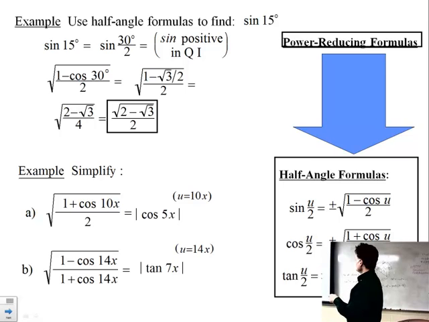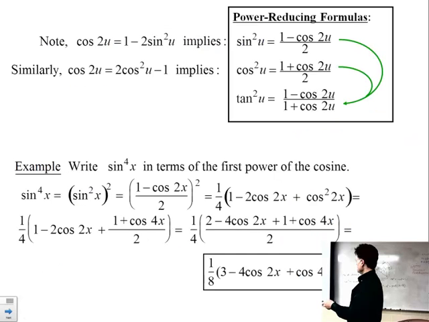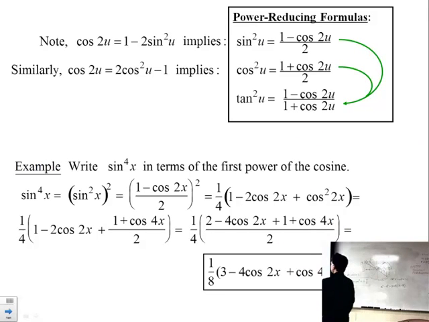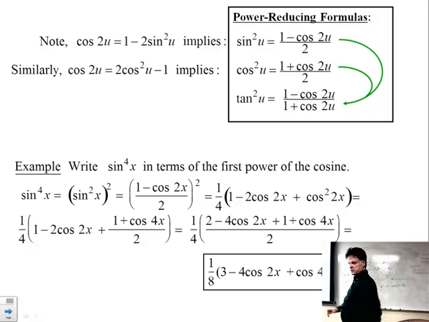Start with the power reducing formulas. I'll go back a slide. Start with these. Now, instead of u here, plug in u over 2. So sine squared of u over 2, cosine squared of u over 2, tan squared of u over 2. Then I get 1 minus cosine of u divided by 2. And so these two u's now turn into one u.